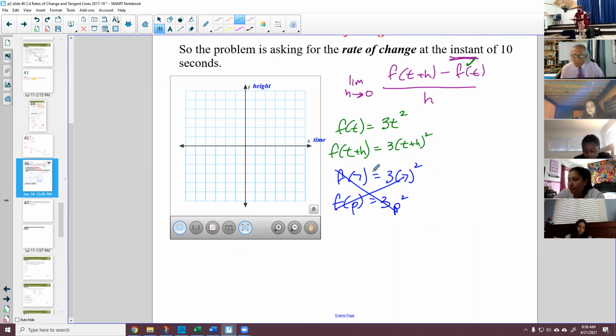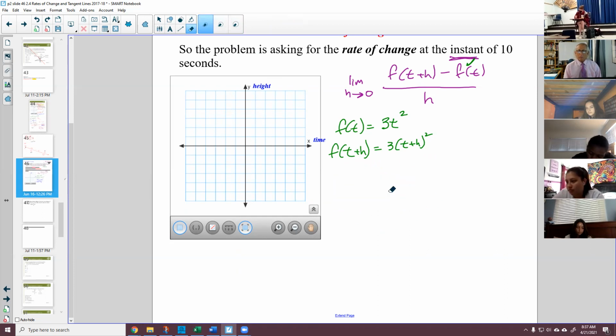It's very easy to do it with 7 and p, but something about having a more complicated argument of the function tends to throw everybody off. So that's what it would be. It would be 3t plus h squared. Is there a question about that?